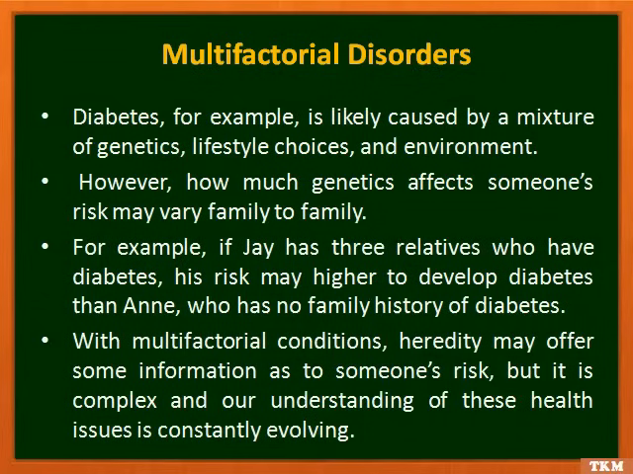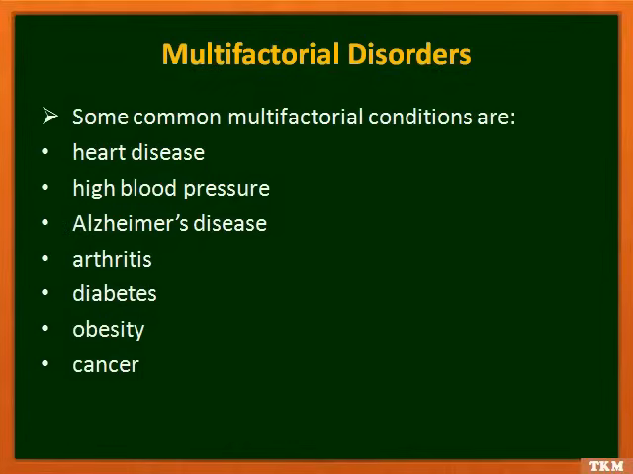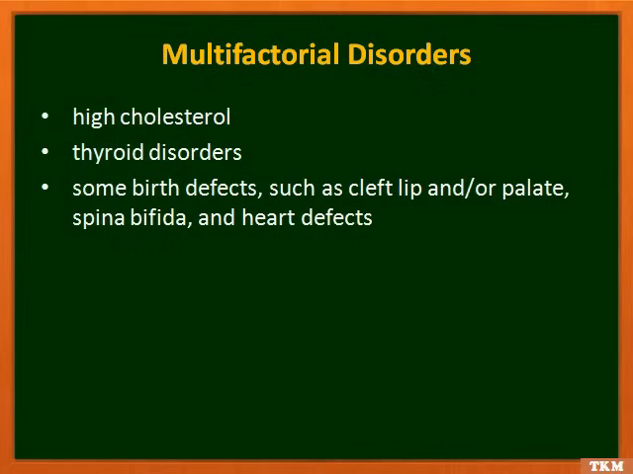With multifactorial conditions, heredity may offer some information as to someone's risk, but it is complex, and our understanding of these health issues is constantly evolving. Some common examples of multifactorial conditions are heart disease, high blood pressure, Alzheimer's, arthritis, diabetes, obesity, cancer, high cholesterol, thyroid disorder, and some birth defects such as cleft lip or palate, spina bifida, and heart defects.